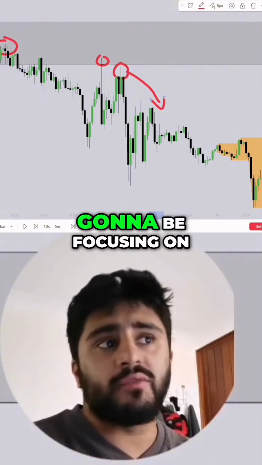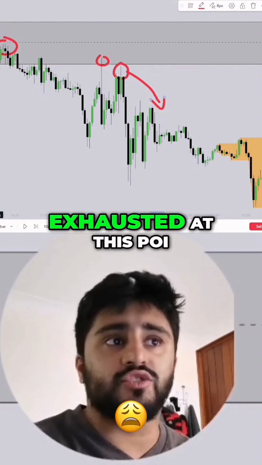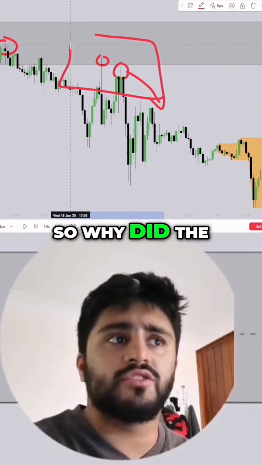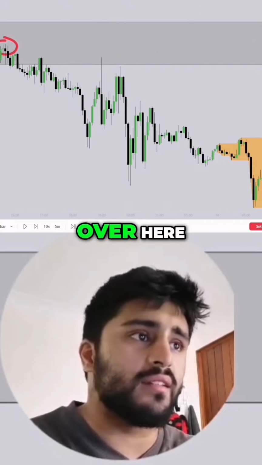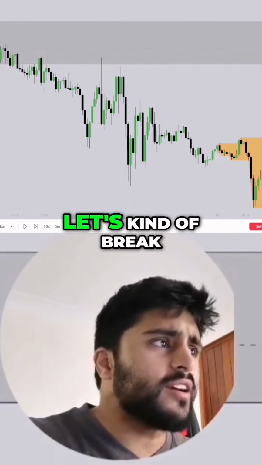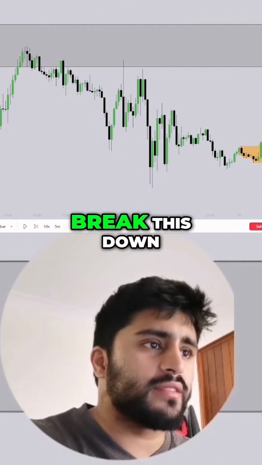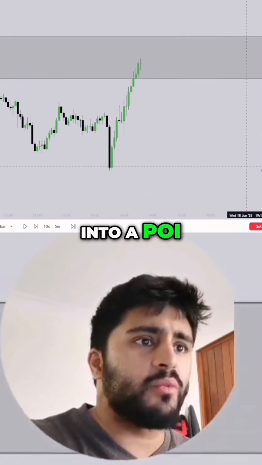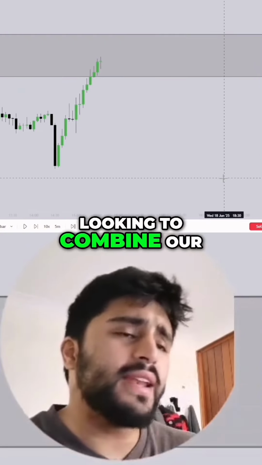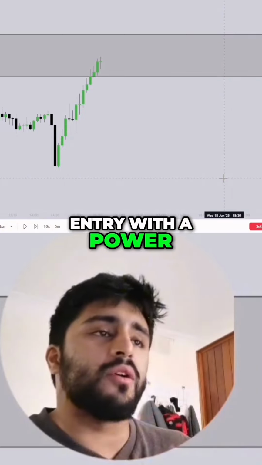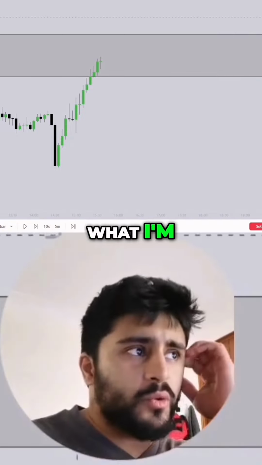But what we're going to be focusing on is why the trend exhausted at this POI. So why did the trend exhaust itself over here? So let's break this down, right? When price taps into a POI, what we're looking for is to combine our entry with a power of 3. So what do I mean by that?